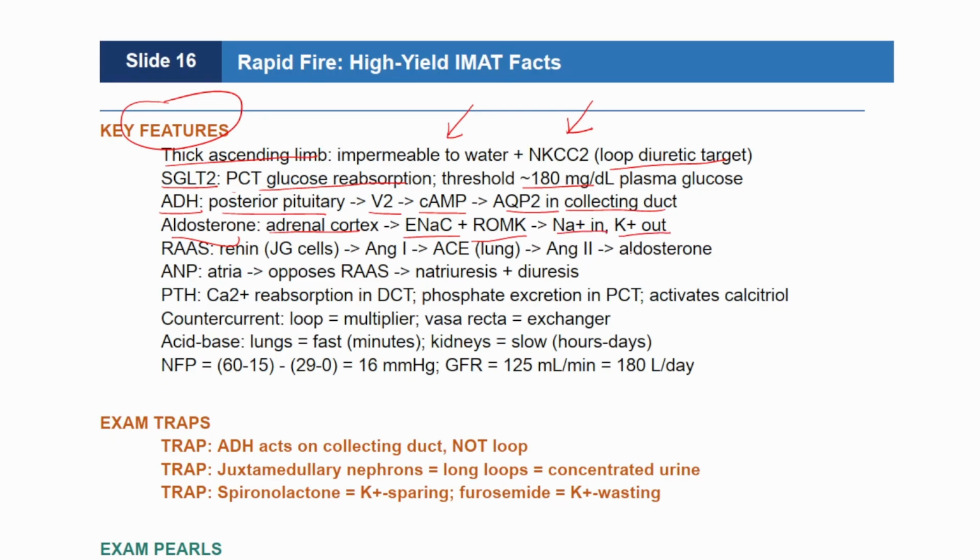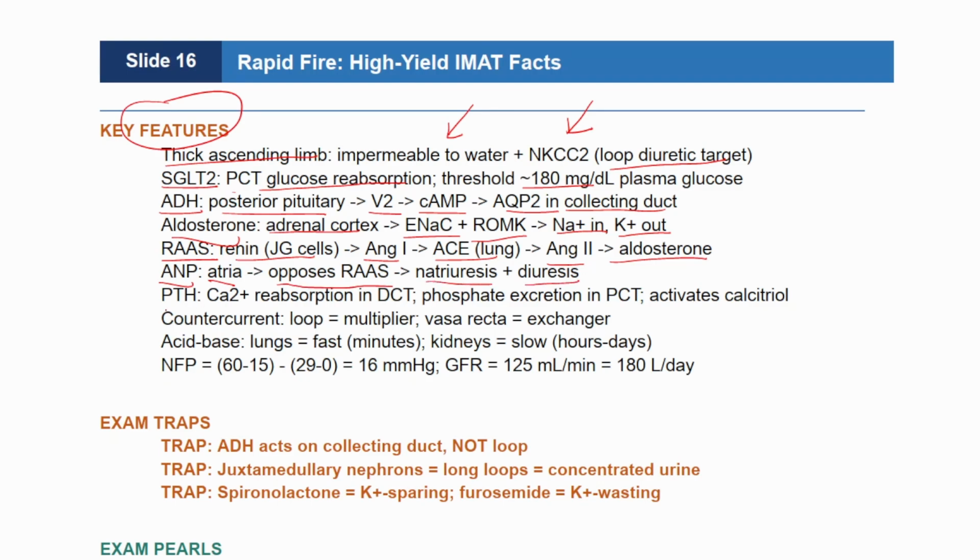This ties directly into the broader RAAS axis, where renin from juxtaglomerular cells converts angiotensinogen to angiotensin 1, which is cleaved by ACE in the lungs into angiotensin 2 to trigger aldosterone release. Opposing this system is atrial natriuretic peptide, released from the atria, which actively counters RAAS to promote natriuresis and diuresis.